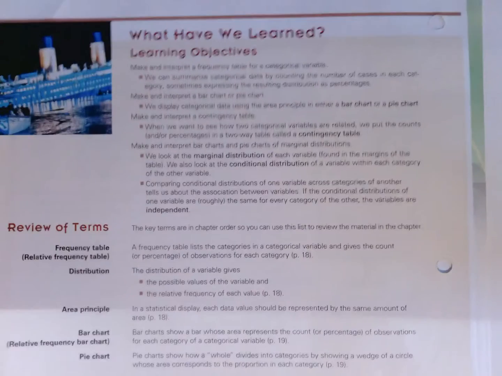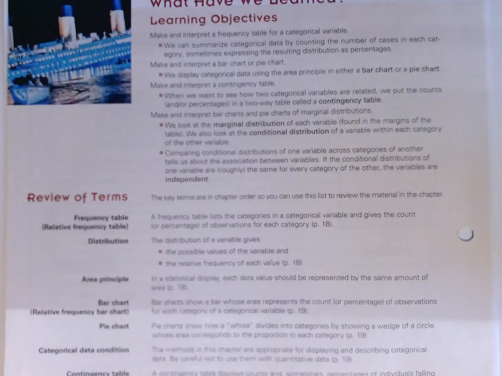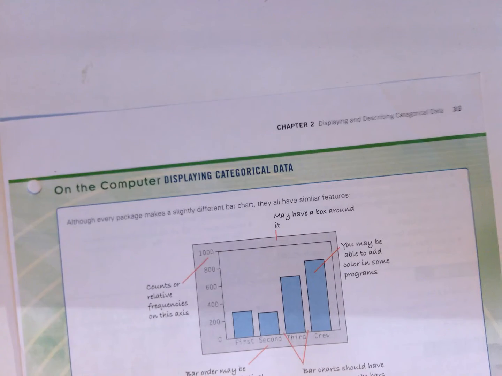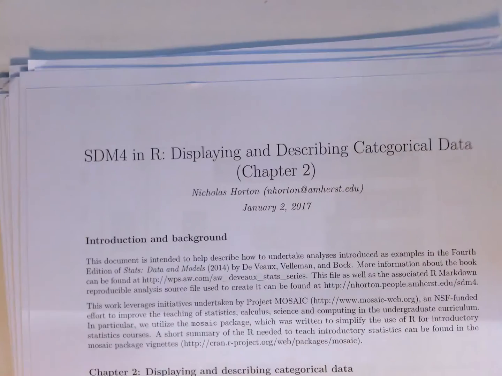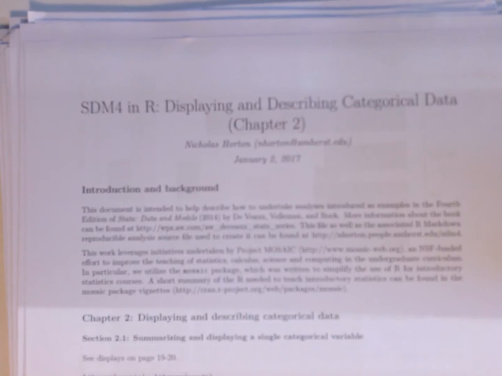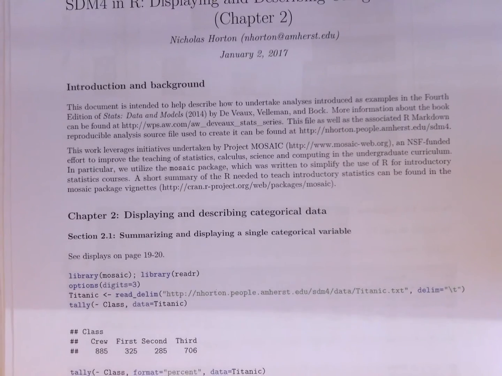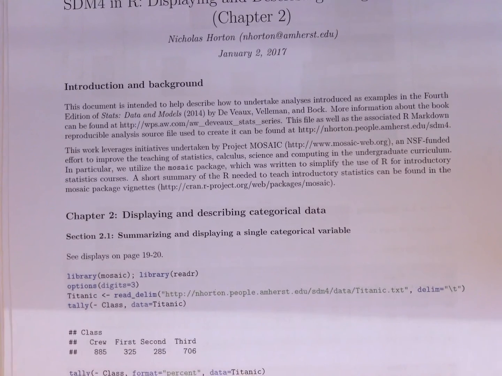Everything that we're doing then shows up here in terms of some of these learning objectives and the review of terms. It's pretty straightforward to be thinking about how to implement these methods in R, and we have that with the SDM4 materials that are on the website. We can bring in the Titanic data. We use here the tally function to determine the distribution by class.